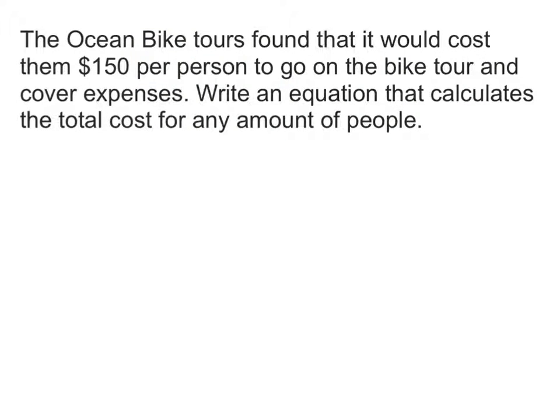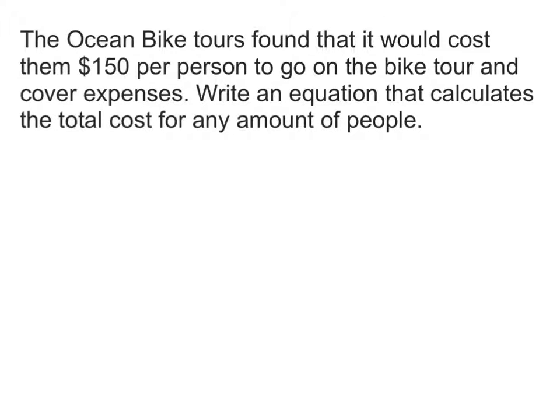Let's take a look at an example. This example says the Ocean Bike Tours found that it would cost them $150 per person to go on the bike tour and cover expenses. Write an equation that calculates the total cost for any amount of people. So let's go ahead and just highlight some important things.